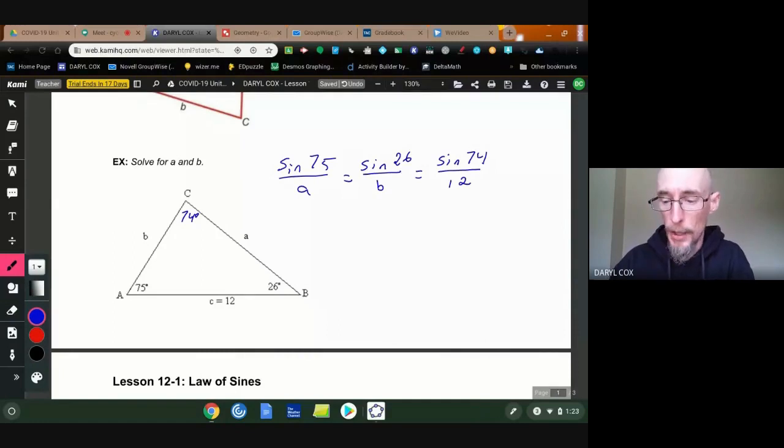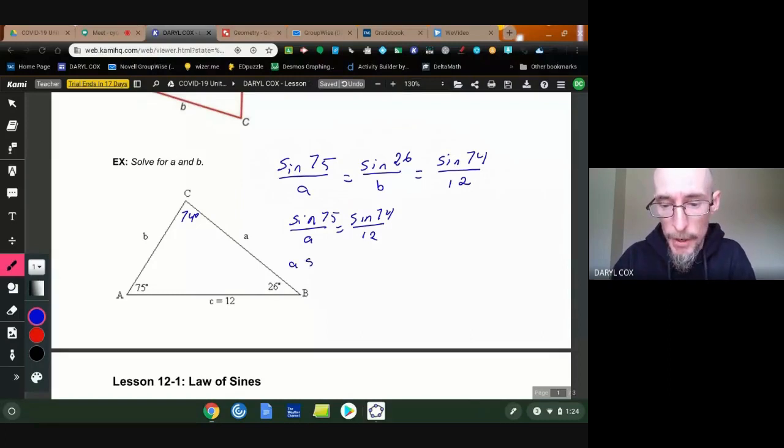Now, if I tried to cross multiply these first 2 here and there, I'm going to have 2 variables, and we can't do that. Plus, doing a proportion with 3 ratios is not very useful. Let's break this up as 2 different parts. This one has an unknown. Everything here is known. So I'm going to set this one equal to that one. So when I do that, I can say the sine of 75 over A equals the sine of 74 over 12. And just like any proportion, I can now cross multiply.